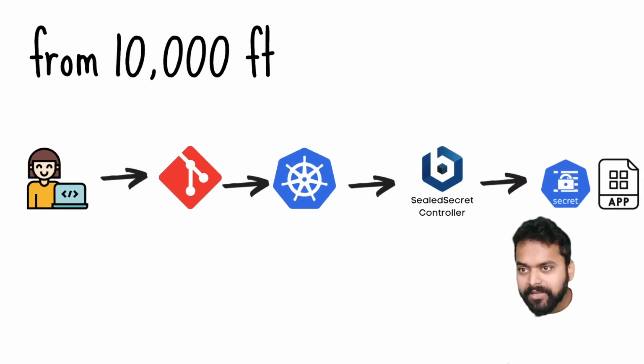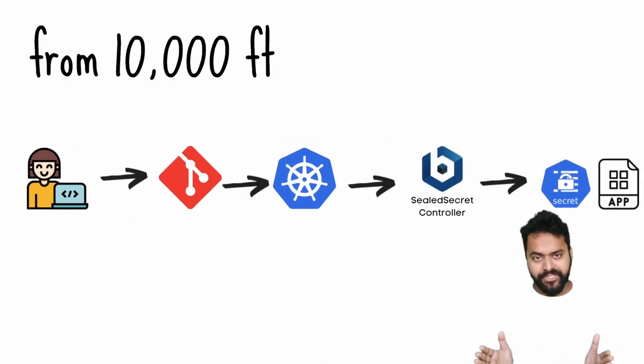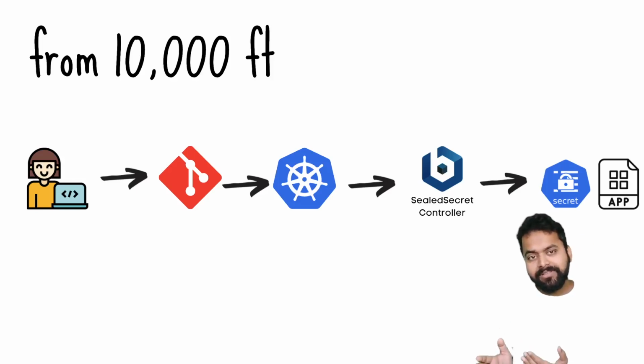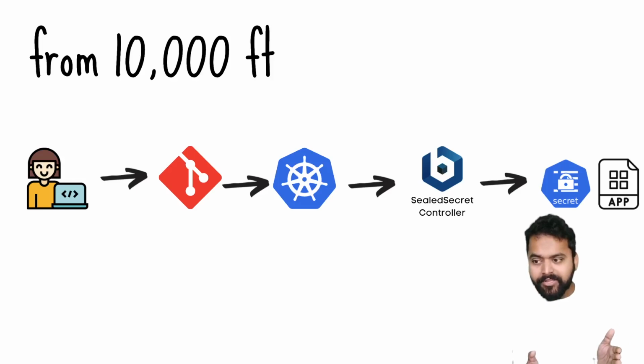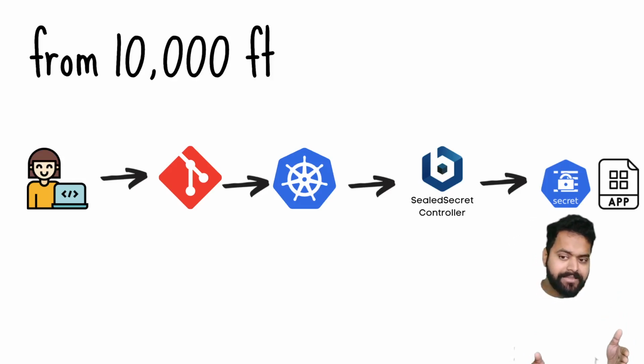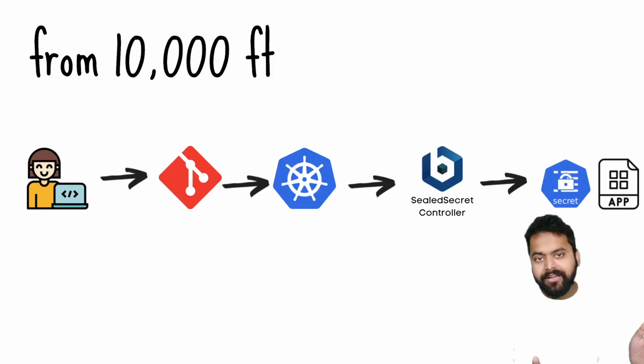Now if you look at the whole picture, it will look something like this, where a developer will encrypt the secret and push it to a Git repository, which will then be applied to Kubernetes. Then the sealed secret controller will pick this up and decrypt it, and your application will have the required secret. Nice.